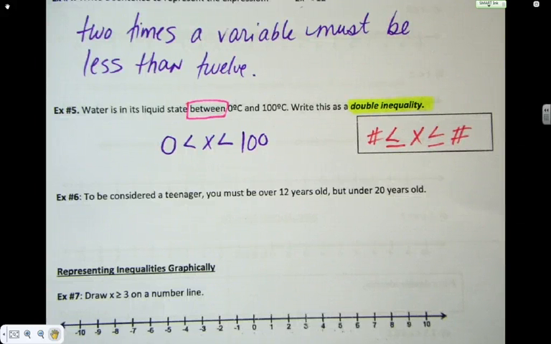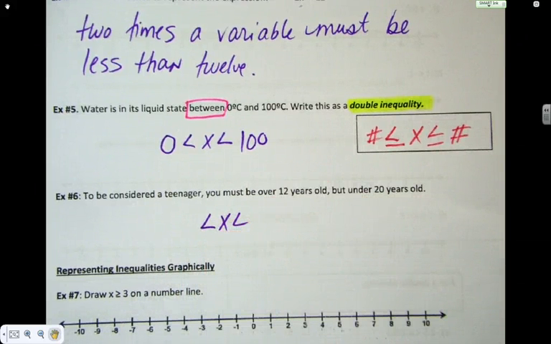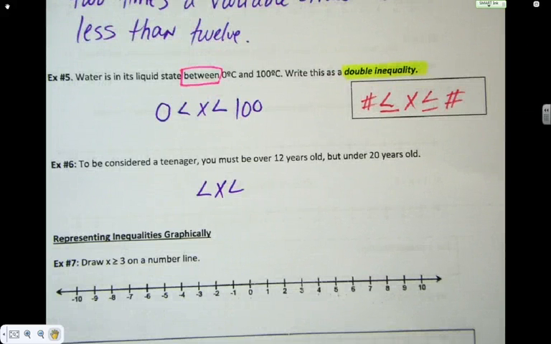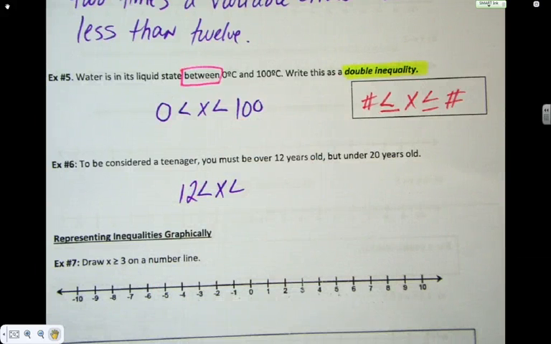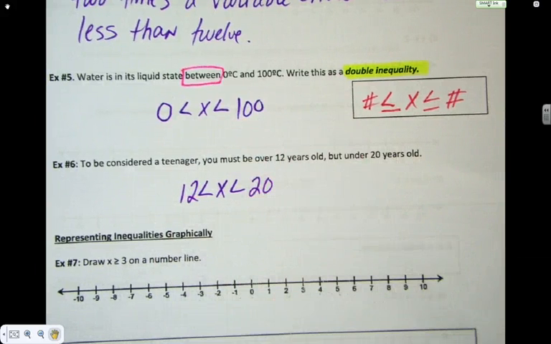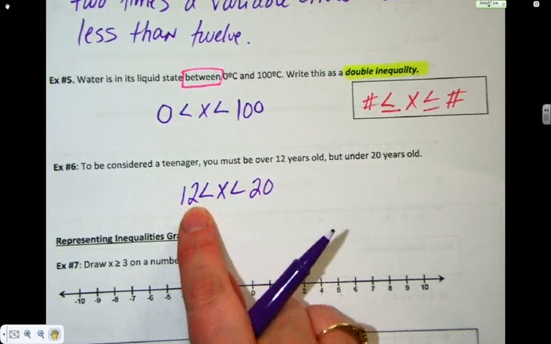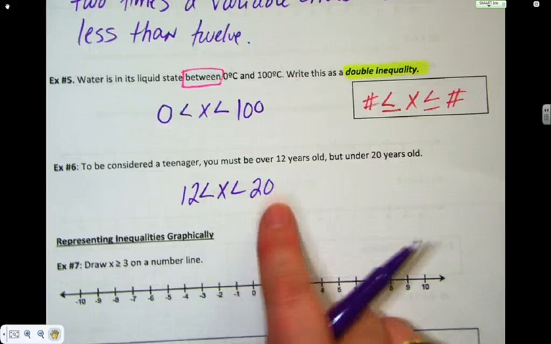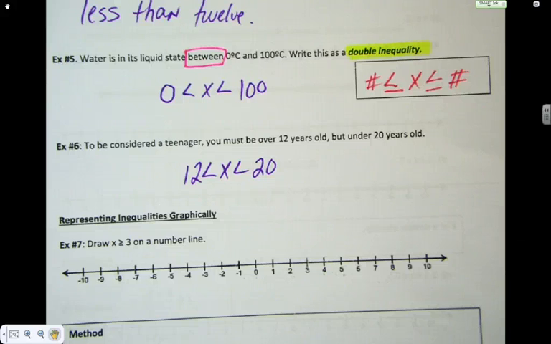To be considered a teenager, you must be over 12 but under 20. Over 12 but under 20. So I know I'm going to have this kind of configuration in the middle, and we'll figure out the or equal to's in a second. What's the smaller number? What's the higher number? And now we just have to figure out the or equal to. Can you be equal to 12 and still be a teenager? No. Can you be 20 and still be a teenager? No. So we don't need the or equal to sign.